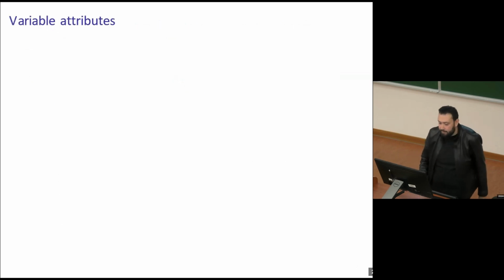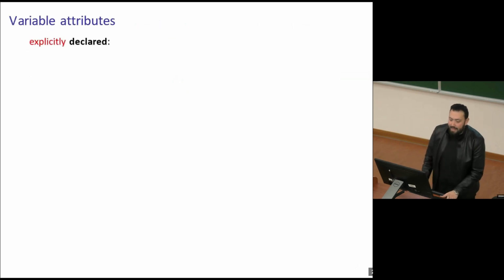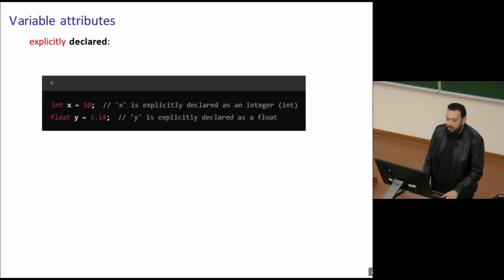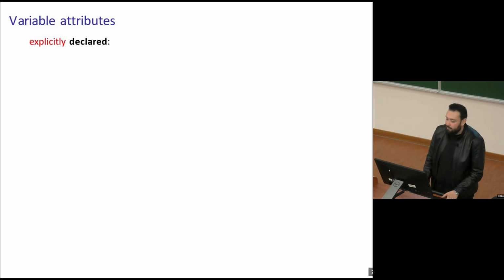Again, I gave you an example here. Variable attributes, so explicitly declared and implicitly declared. That's also something good.